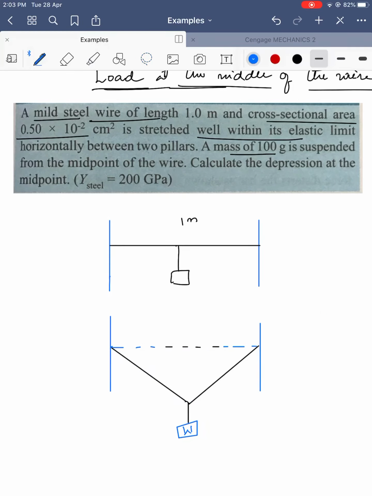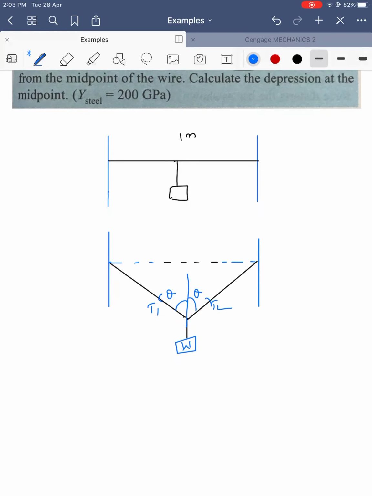Okay, so let's see this part. Assume angle theta and theta, tension T1, tension T2. It is in equilibrium, so assume that it has a depression of x. Initially how much is the length here? L by 2. The total initial length is L, and L is equal to 1 meter.